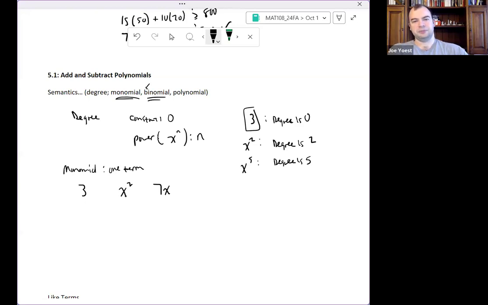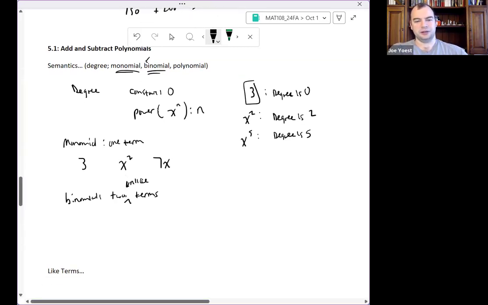A binomial, kind of like bicycle like 2 wheels, has 2 terms. And we haven't really discussed this idea yet, but I think it's a familiar idea. In particular, it has 2 unlike terms. We'll talk about like terms in a minute. So if you are digging through your memory recesses trying to remember, wait, what are like terms? We'll talk about that in a second here. I think we're pretty familiar with that, but a binomial has two unlike terms.